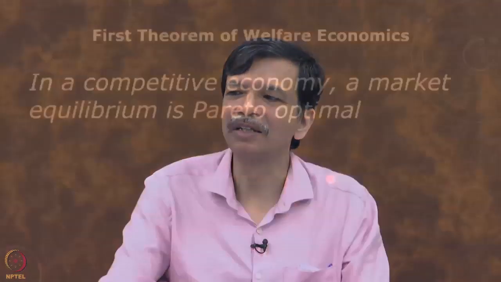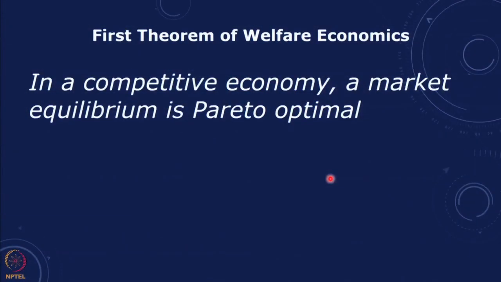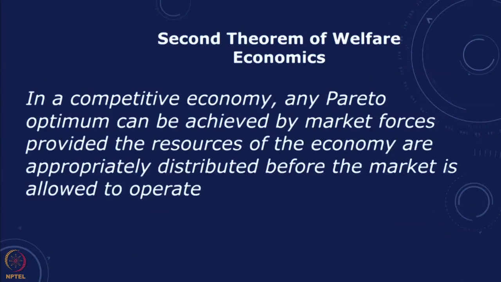movement so that we are on the Pareto frontier, no Pareto improvements are possible, there are no inefficiencies in trade and no inefficiencies in production. And then we said that there are these theorems of welfare economics, where the competitive economy market equilibrium is Pareto optimal, and any Pareto optimum that we have can be achieved by the market forces, provided resources of the economy are appropriately distributed before the market is allowed to operate.